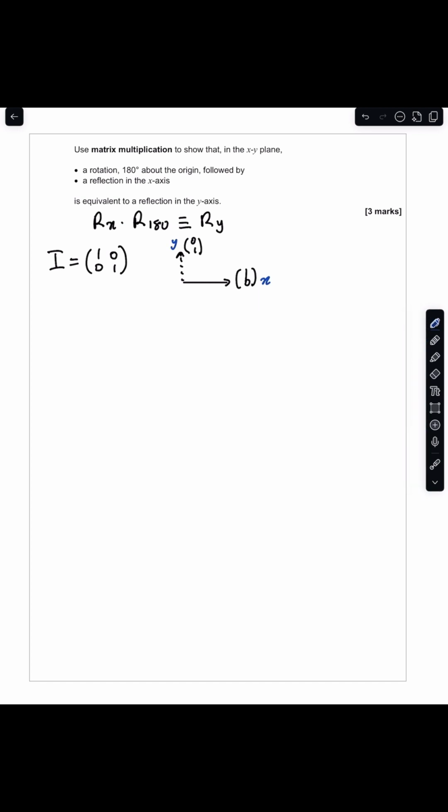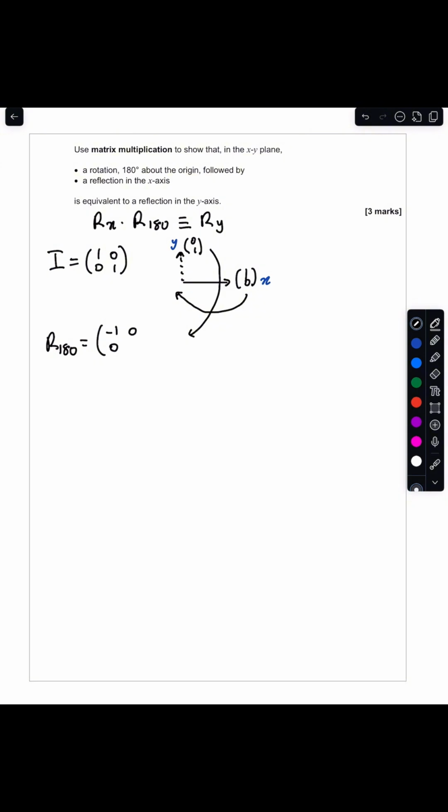To find out what the rotation of 180 degrees looks like, we take each of our points, 1, 0 and 0, 1, and rotate them by 180 degrees. This takes the point 1, 0 to the other side of the x-axis, negative 1, 0, and 0, 1 to the other side of the y-axis to become 0, negative 1. So we know that a rotation of 180 degrees equals negative 1, 0, 0, negative 1.